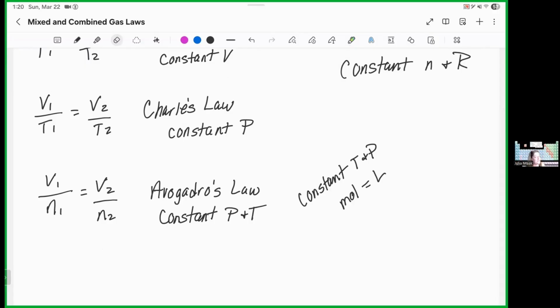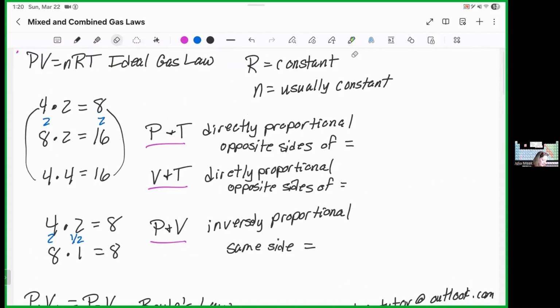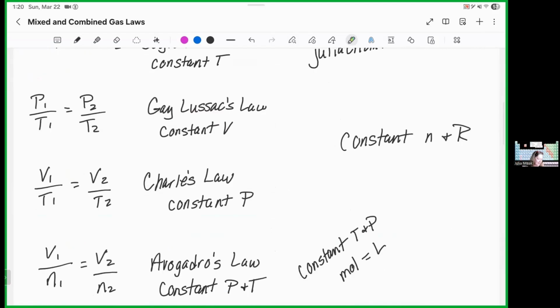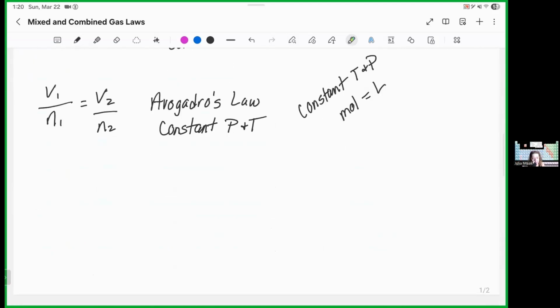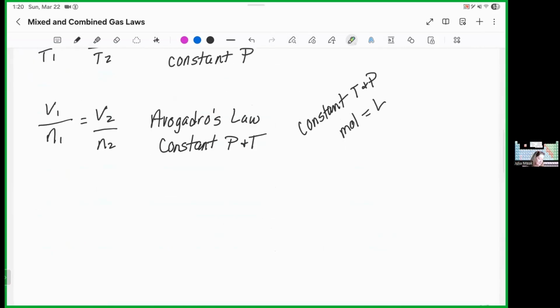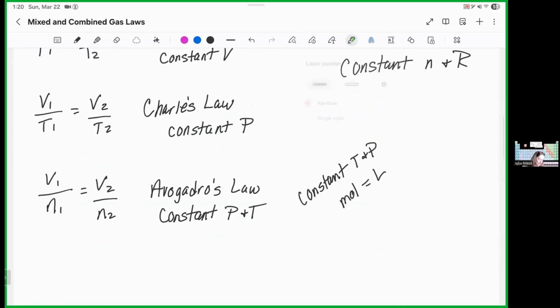They're on opposite sides of the equals sign in PV equals nRT, so they are going to be inversely proportional to each other. But from combining Gay-Lussac's law and Avogadro's law and some other information, we get the idea that at constant temperature and pressure, your number of moles is equal to your liters in your balanced equation.